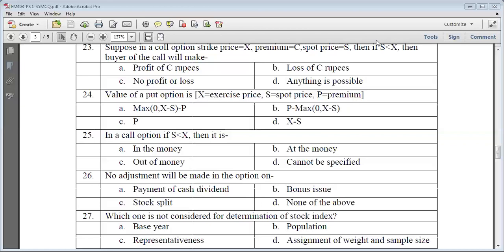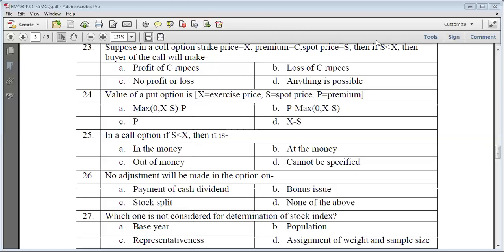Max X minus S or 0. Actually, this is your intrinsic value, max X minus S or 0, whichever is higher. From this, you deduct the premium because you have paid premium at the time of buying it. So deduct the premium, you will get the profit. So A is the correct answer.